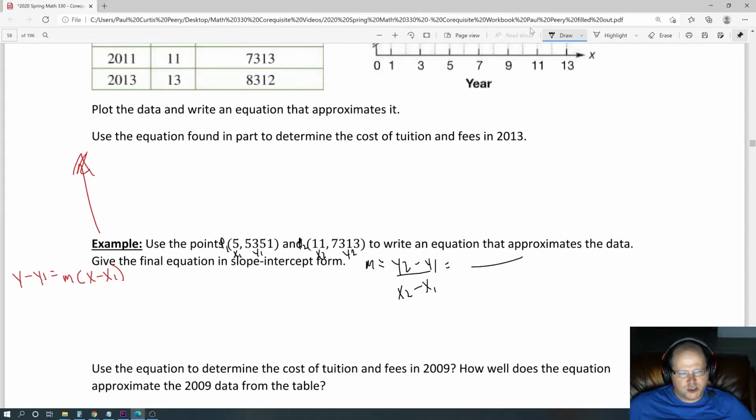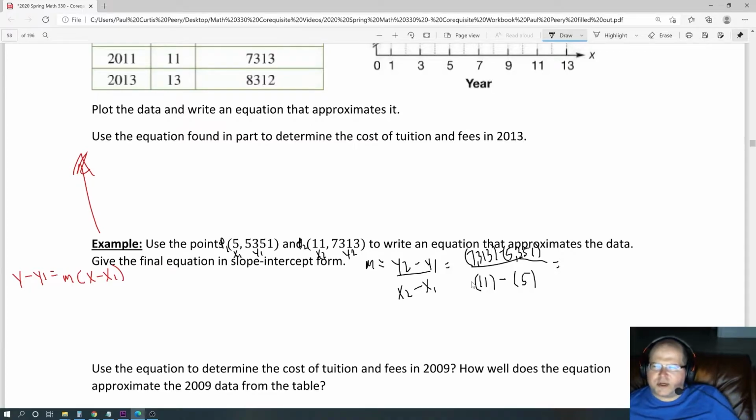Okay, so we say y2 is 7,313. Put that in parentheses. We would say the y1 is equal to 5,351. You can't read that very well, that's my bad. And then x2 is 11, and x1 is 5. We would say 7,313 minus 5,351 is 1,962. And 11 minus 5 is 6. Then 1,962 divided by 6 is 327. Okay, so now we have our slope.